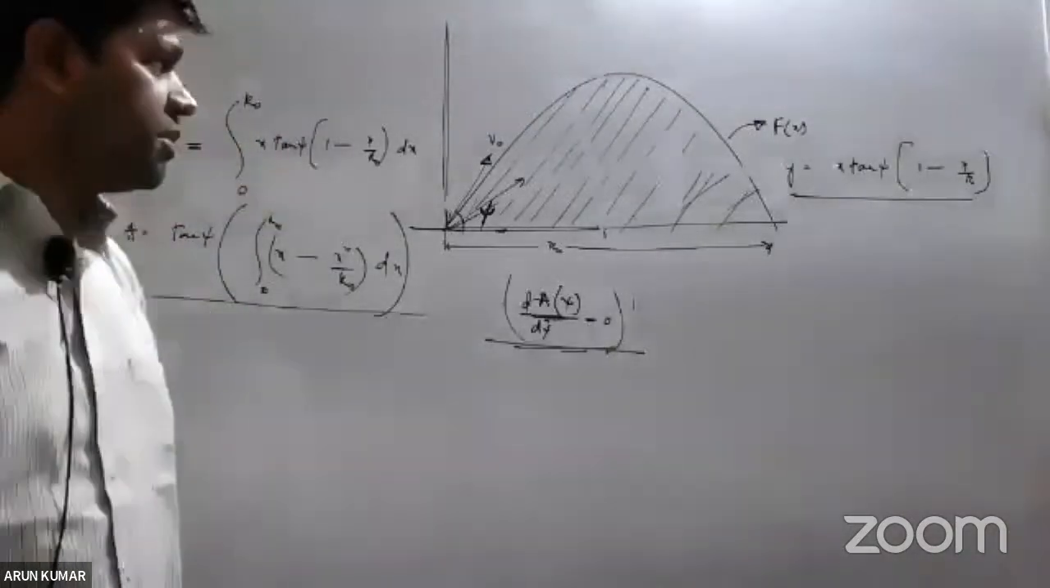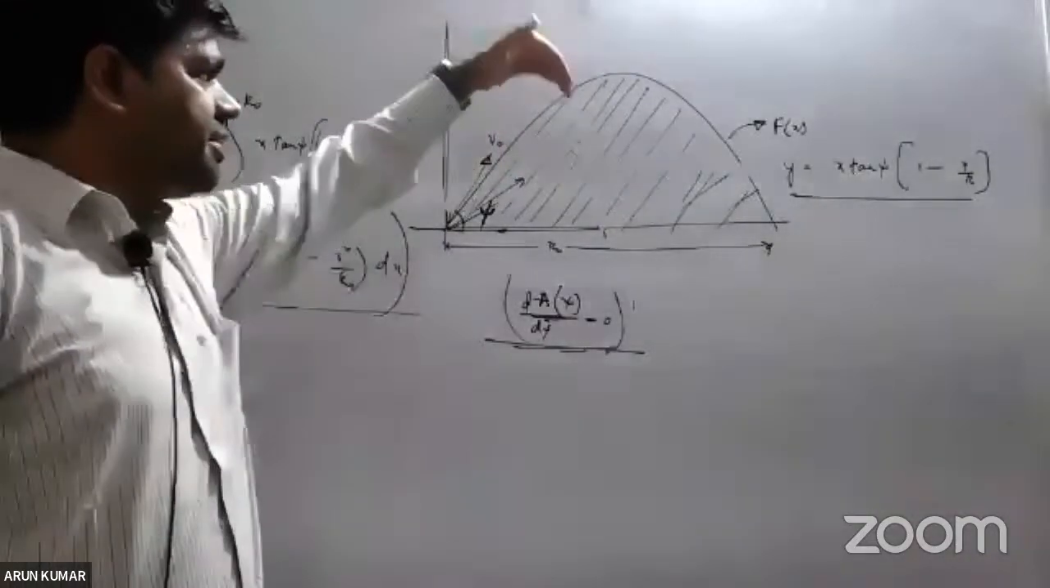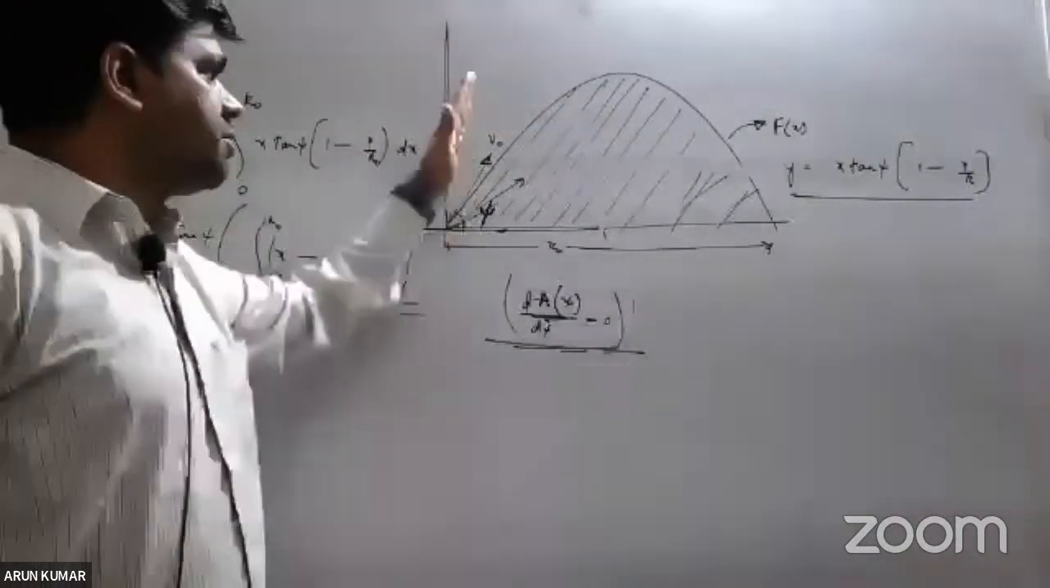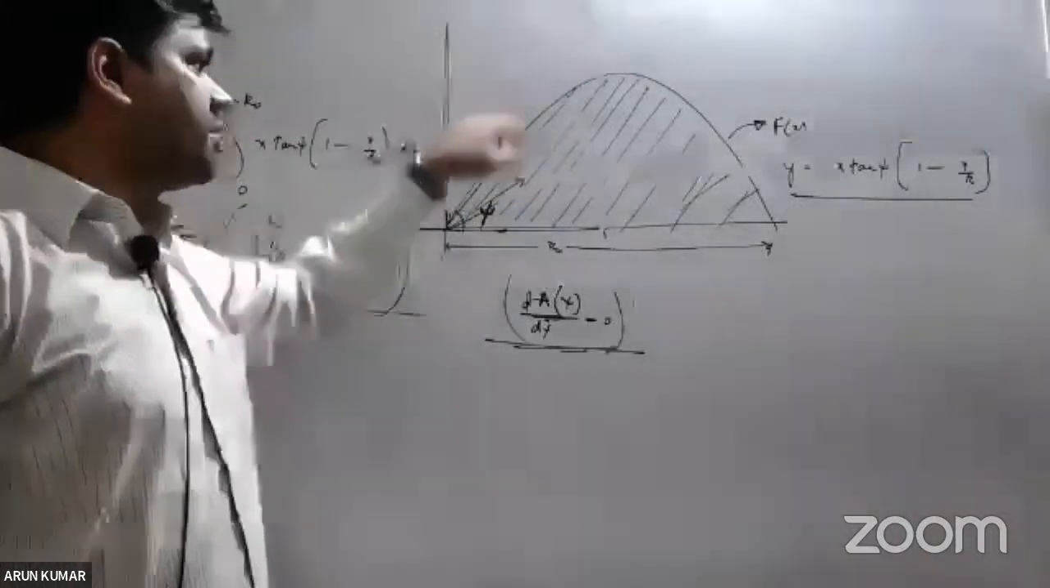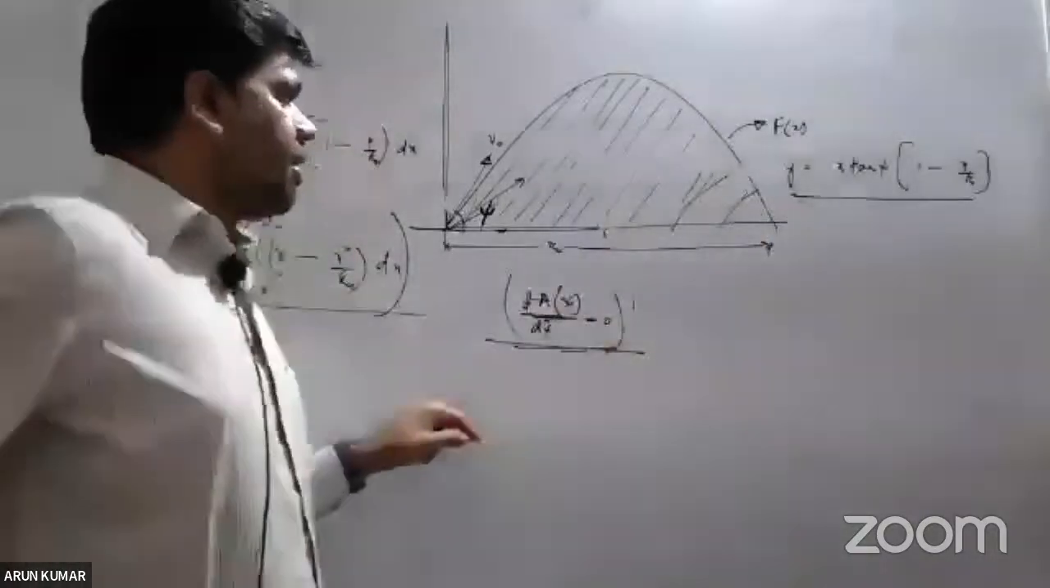The question is, if I project the particle at different angles, the trajectory is different, and the area under the trajectory keeps changing. If the angle is more, the trajectory is something like this, and the area is different. If the angle is less, again the area is different.